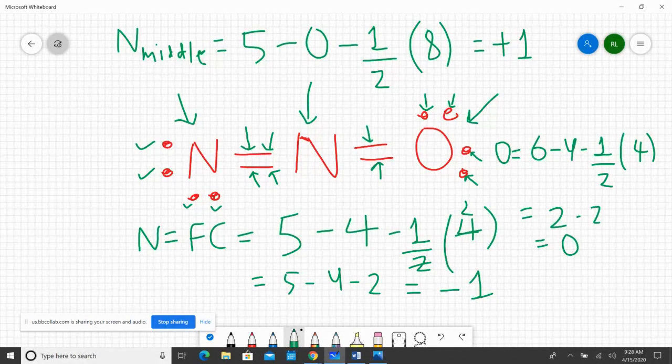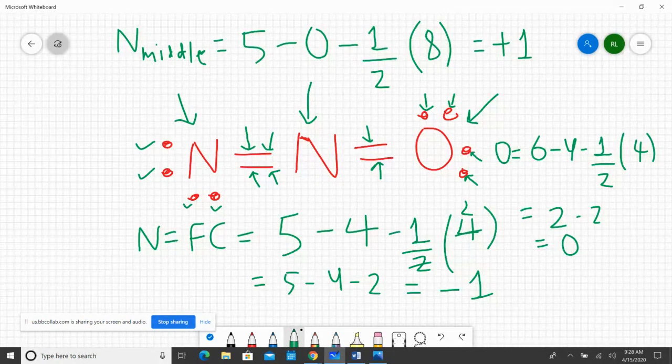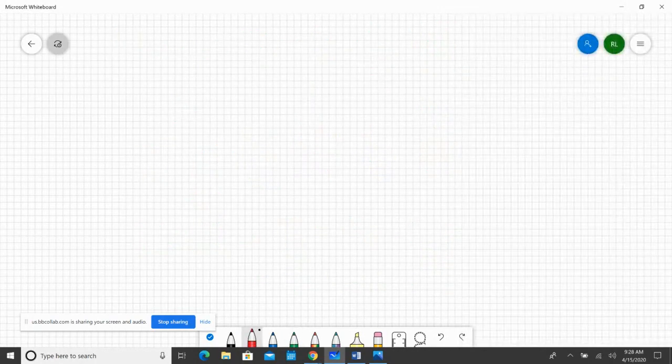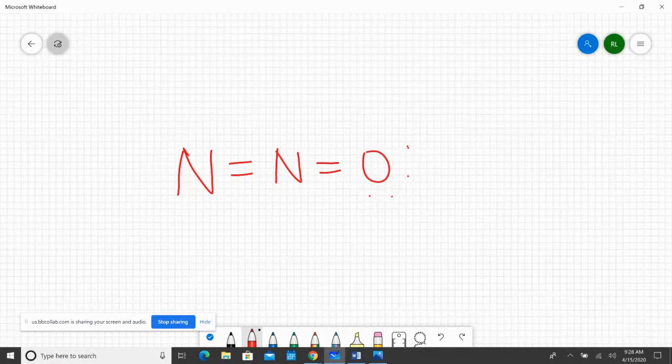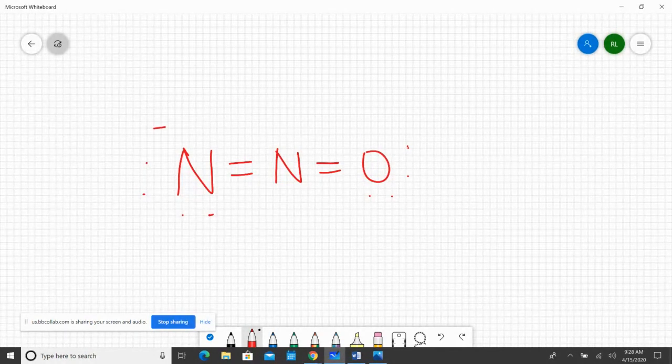All right, so I hope this formula, how to use it, makes sense. I'm going to clear this canvas, and then I'm going to write the formal charge on each atom based on the calculation that I did. So in this N2O structure, with my calculation, I found that this nitrogen has -1 charge, this nitrogen has +1 charge, and this oxygen has 0 formal charge.